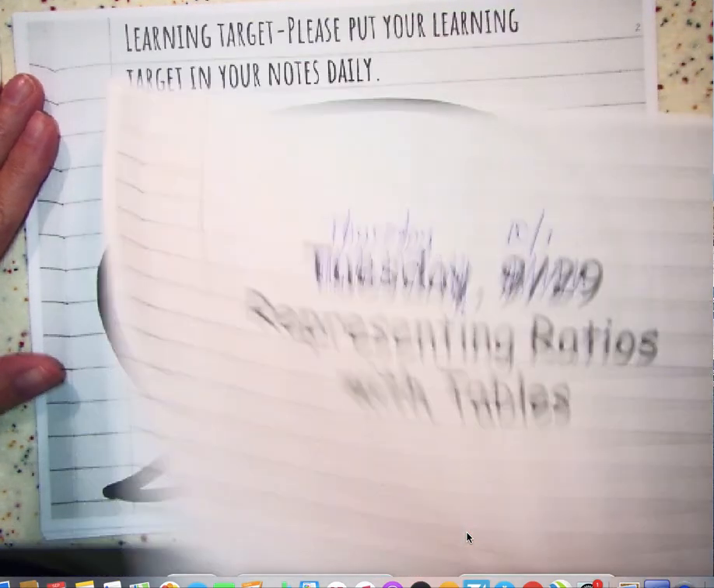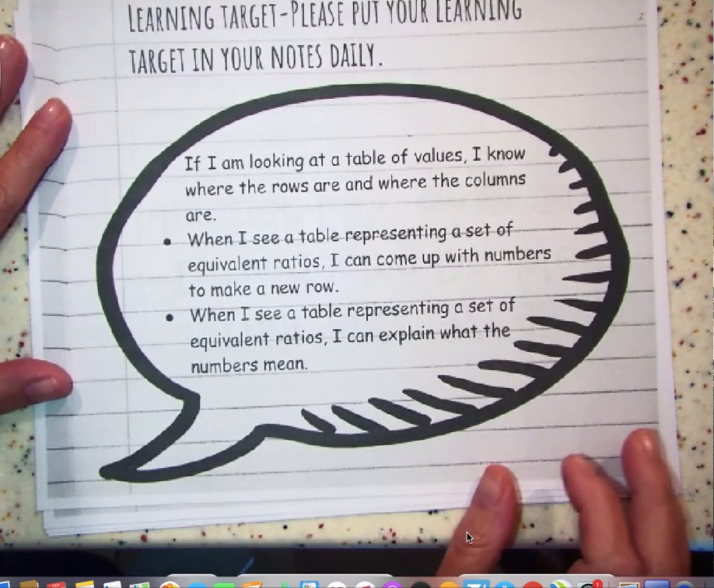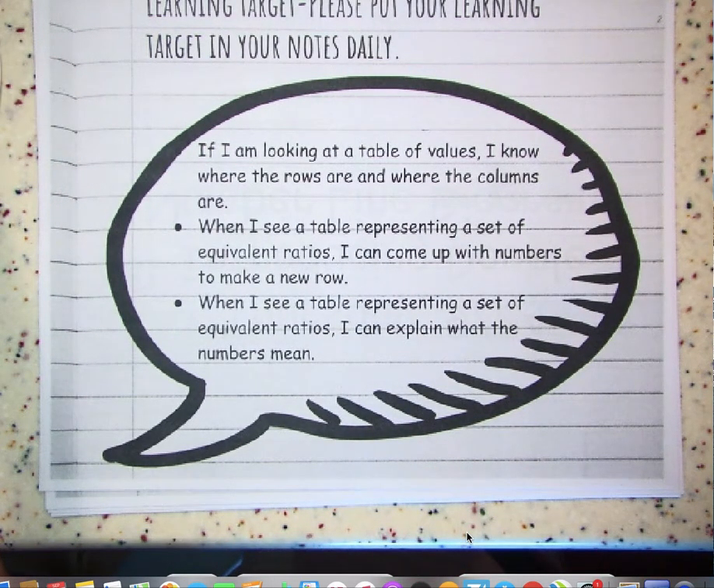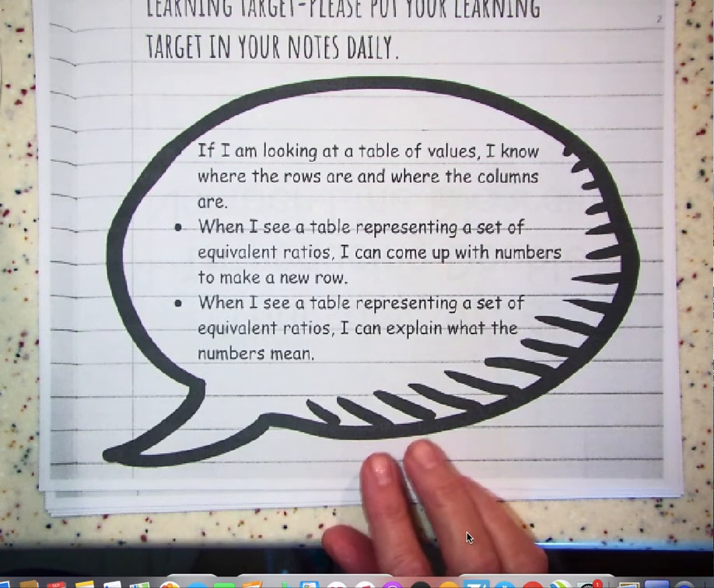Okay? Our learning goals for today, or our target: if I am looking at a table of values, I know where the rows are and where the columns are. When I see a table representing a set of equivalent ratios, I can come up with numbers to make a new row. And when I see a table representing a set of equivalent ratios, I can explain what the numbers mean. So take a moment, pause the video if need be, so you can write down your learning targets.